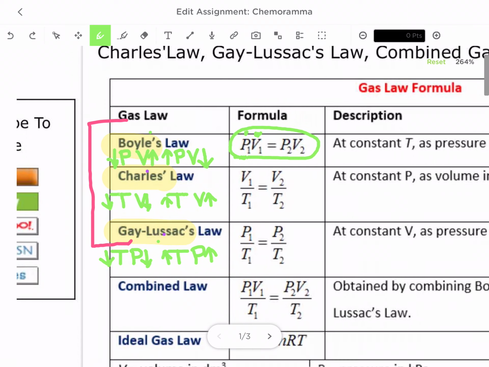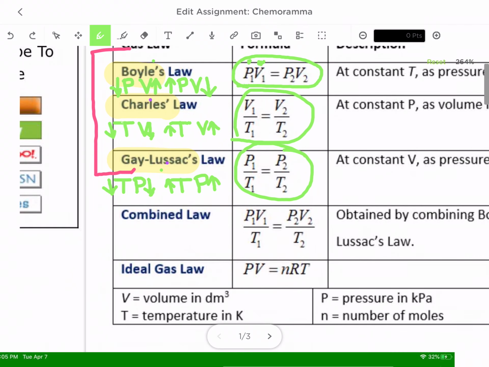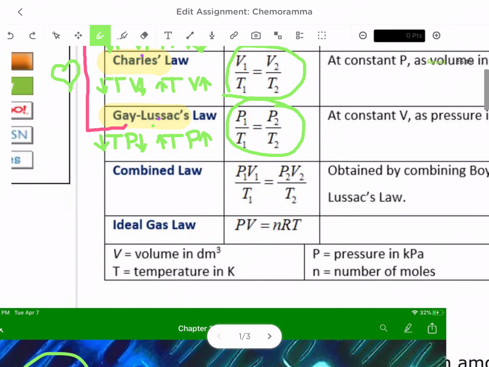Now, I got this chart for you guys so you can see the mathematical relationships between the three. It's really cool because these guys were friends. In fact, maybe they really liked each other. I don't know. But later, they combined all their gas laws into one. They didn't come up with a fancy name. They just called it the combined gas law. Combined, like we combined them all together.